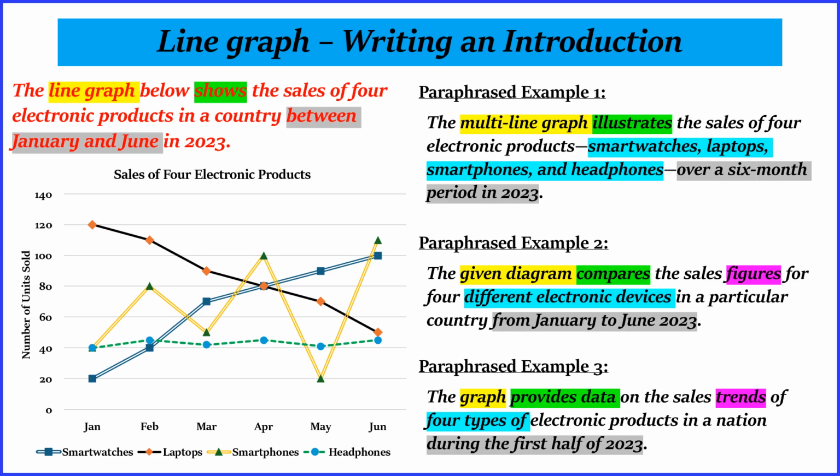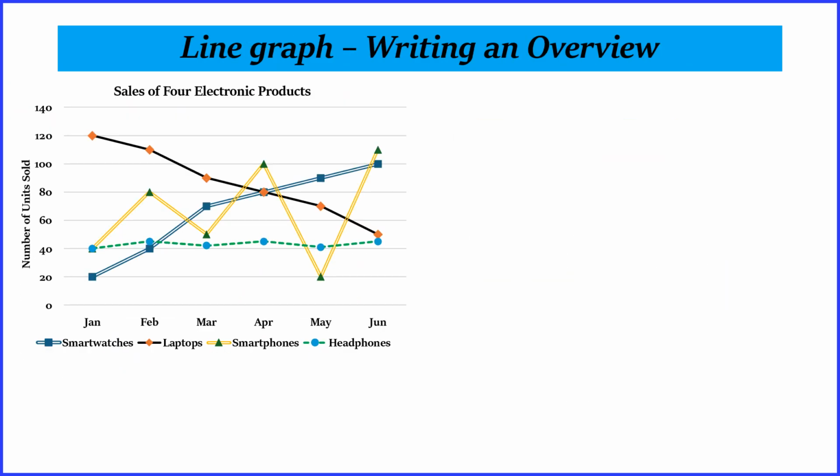These examples show that there are multiple ways to paraphrase effectively. The key is to make enough changes to present the information differently while keeping the original meaning intact. Next, we will look at how to write the overview for the graph. When writing an overview, it's good to start with the word overall, as this signals that you are summarizing the main trends. In this section, you should mention the general trends you notice at a glance without going into specific details or figures.